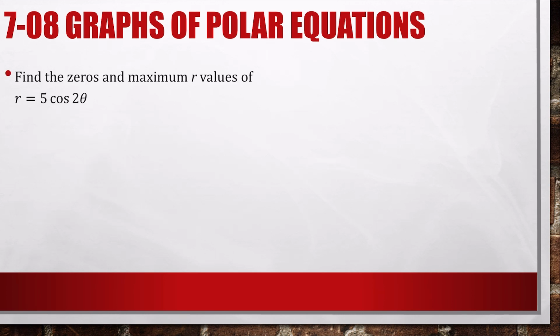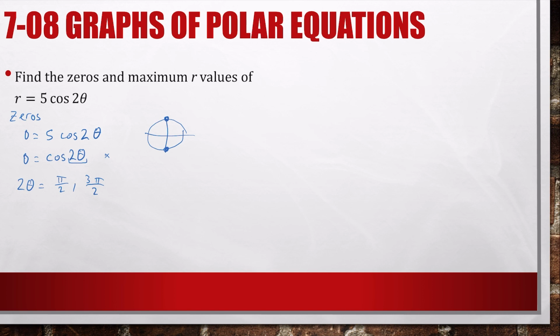Let's find the zeros and maximum values of this function. To find the zeros, you let r be 0, and then you divide by 5. So since it's 5 times cosine, we'll only get a 0 when the cosine of 2 theta is 0. So we need to find out where on the unit circle is cosine equal to 0. Well, cosine is x, so the x is 0 there and there. So my angle, 2 theta, is pi over 2, or 3 pi over 2.